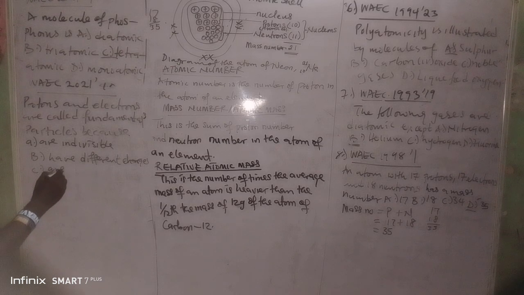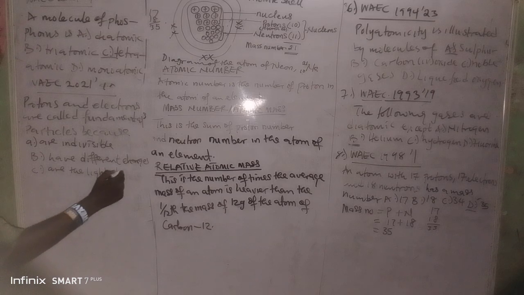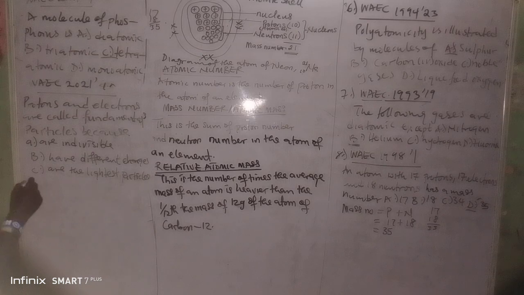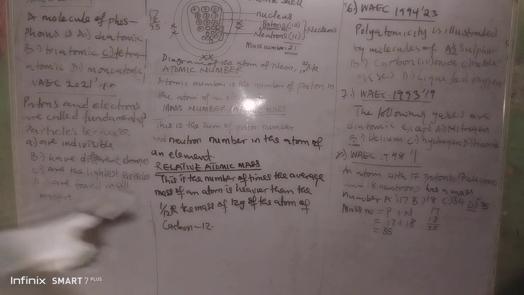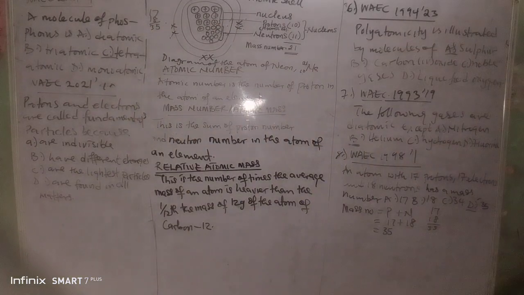They are the lightest particles. And option D, they are found in all matters. So that is the answer. So neutron is not there because one of the isotopes of hydrogen does not have neutron. So the answer now is the last option.